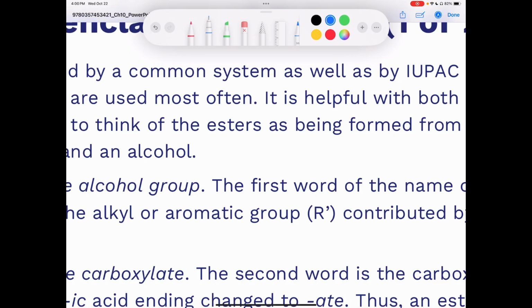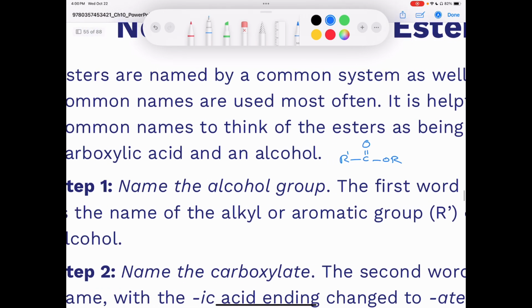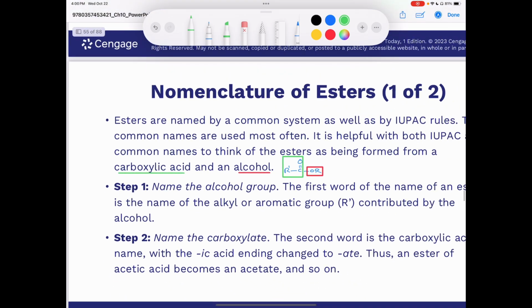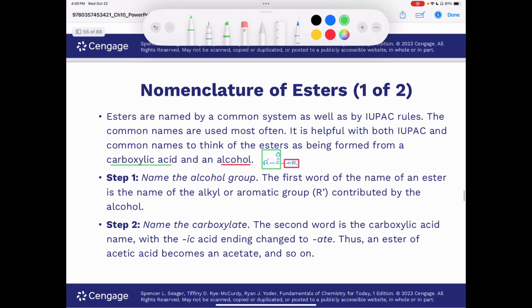So what they mean by that is, let's say you have an ester that looks like this. Then you have your O R group here, and I'll just put a second R group, R prime, just to say it's two different groups. Well, what they're trying to say is that this portion here, the oxygen that has two single bonds on it, comes from an alcohol. And then this portion here with the carbonyl comes from a carboxylic acid. So that's what they're talking about when they're saying think of it as a carboxylic acid and an alcohol being wed.